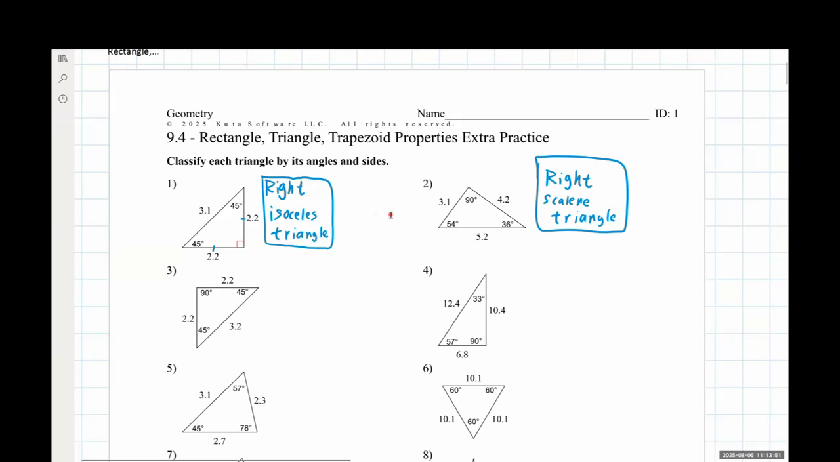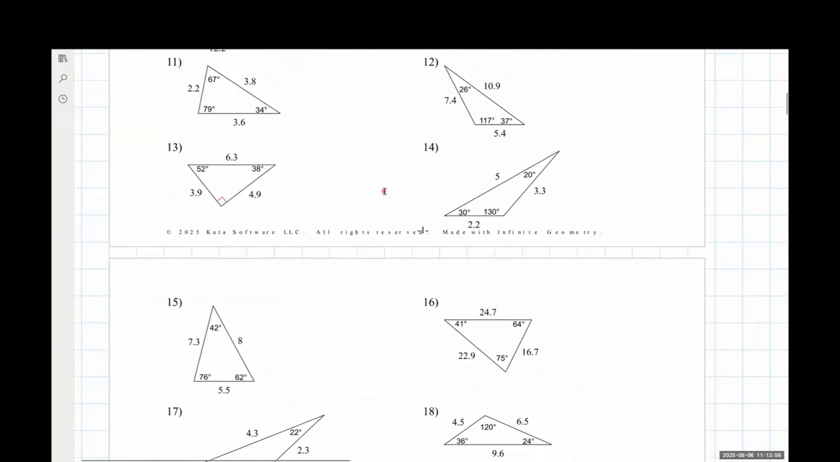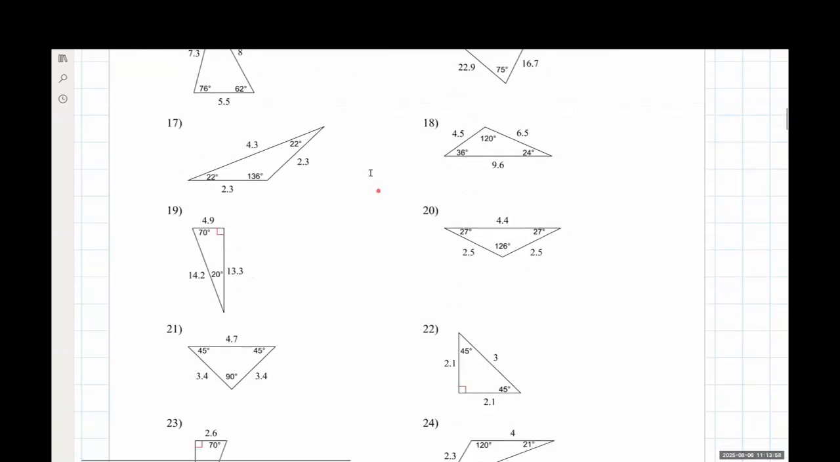Let's see if we can jump away from right triangles. We'll scroll down here a little bit, see if there's a weird one that shows up. Here we go, 17. This is a good weird looking one here.